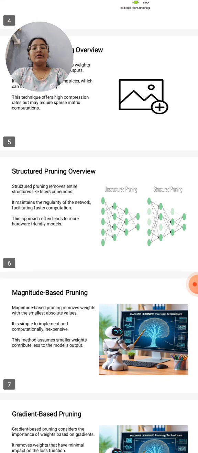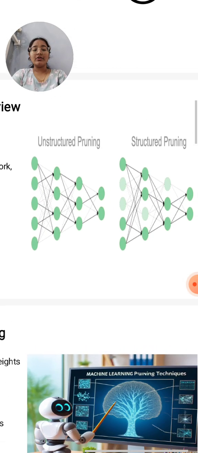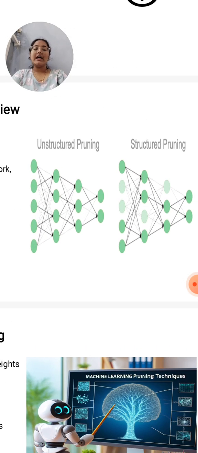The next slide is about structured pruning overview. Structured pruning removes entire structures like filters or neurons. It maintains the regularity of the network, facilitating faster computation. This approach often leads to more hardware-friendly models. Here is the difference between unstructured pruning and structured pruning.